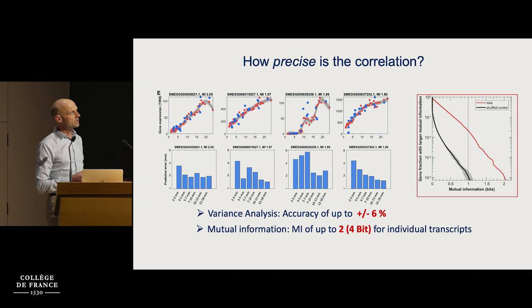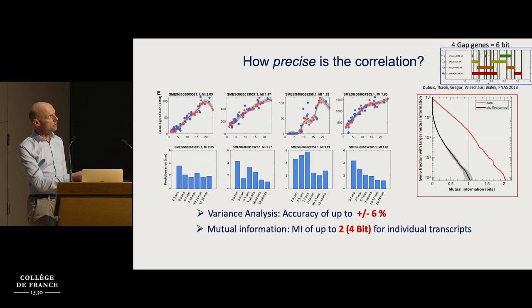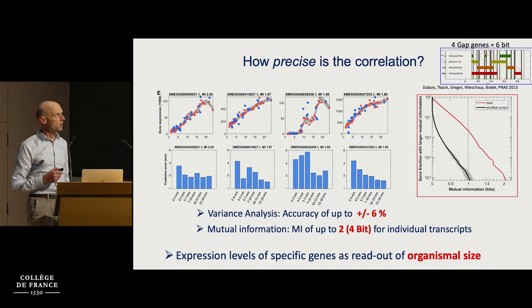A second measure that we have explored to quantify the correlation between size and gene expression level is mutual information. We find again that the most highly size-dependent genes have a mutual information of 2 bits, meaning 4 states, which means we can differentiate at least 4 different size categories. But of course, by combining multiple genes that show different size dependencies, as shown for the Drosophila stripe pattern formation network, you can easily imagine that the animals are able to tell their size in quite a precise manner on the basis of the expression of the size-dependent genes.